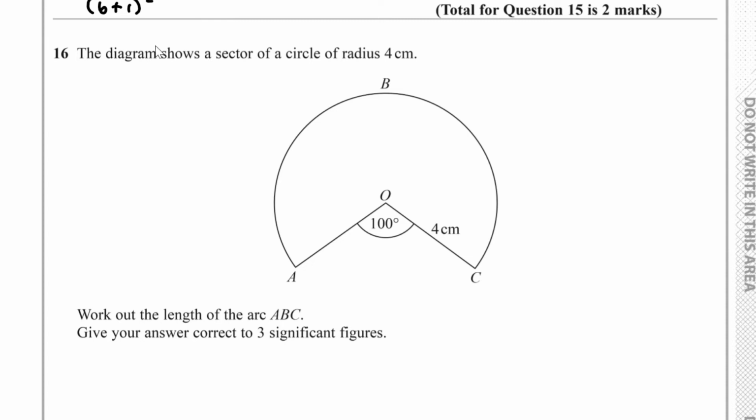Question 16, the diagram shows a sector of a circle of radius 4 centimeters. So that's what we see here, and we have to work out the length of the arc ABC. So this arc over here, give your answer to three significant figures. So first of all, we can find out this angle over here, recognizing the angles around a point sum to 360. Here we've got 360 minus 100, which is 260.